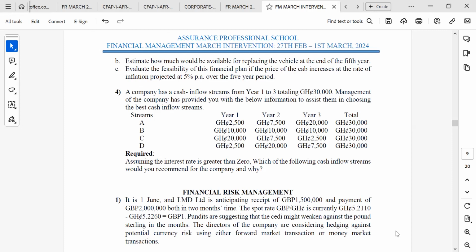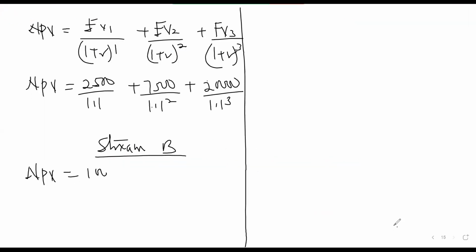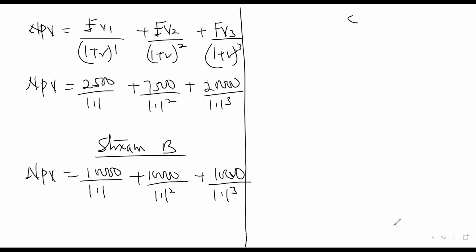No. I just do the simple one and move on. Okay, so I'm having 10,000, 10,000. So 10,000, 10,000 over 1.1, plus 10,000 over 1.1 exponent 2, plus 10,000 over 1.1 exponent 3. So you also find your present value and put it there. Then you come to the C.